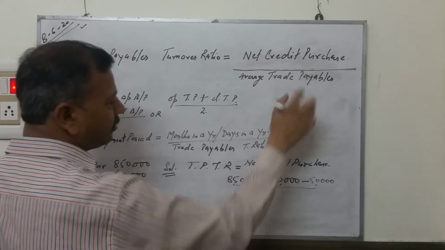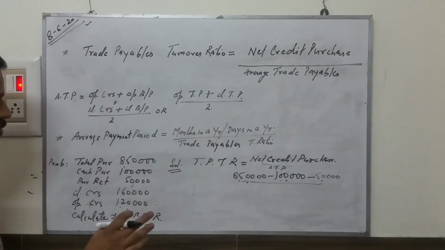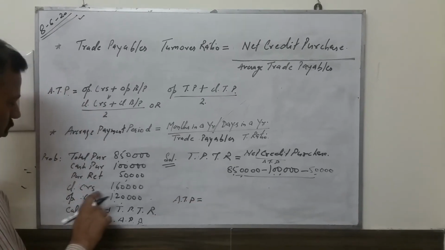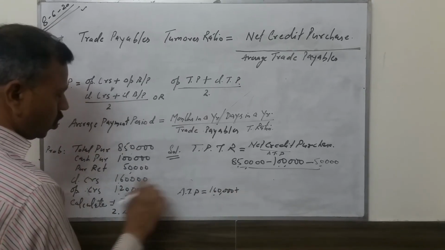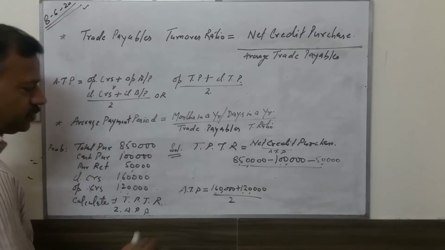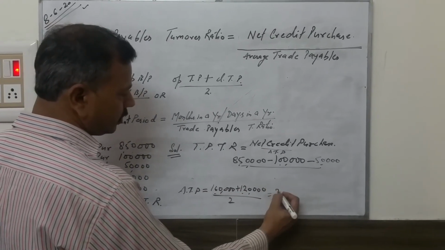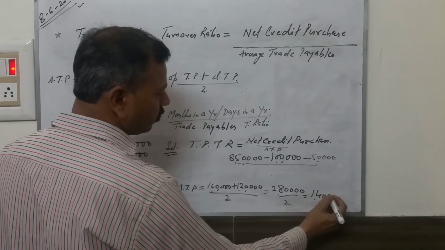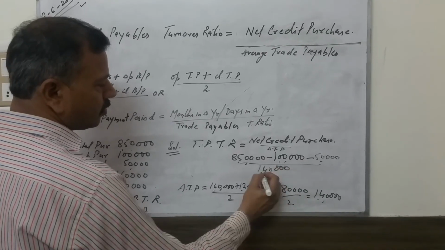divided by average trade payables. So average trade payable you will find out. Average trade payable is equal to opening balance of creditor plus closing balance of creditor, divided by 2. 160 plus 120 is 280, divided by 2 is equal to 140.